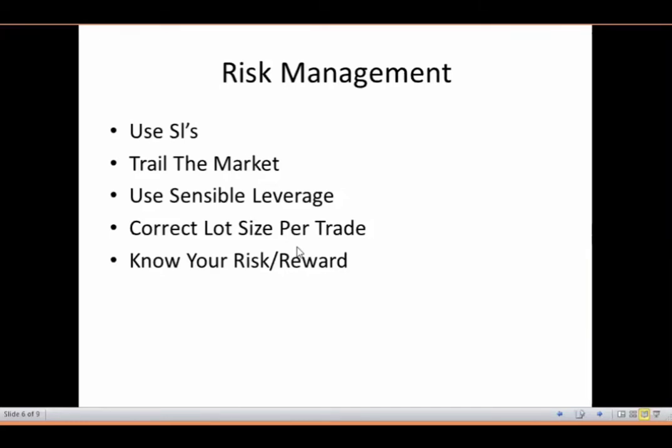And then know your risk reward. Know how much you're risking, and you should know how much you can potentially gain. Those things need to be in your mind. Don't just do it randomly and hope for the best; have a plan. Most people don't have a plan when they approach the markets.